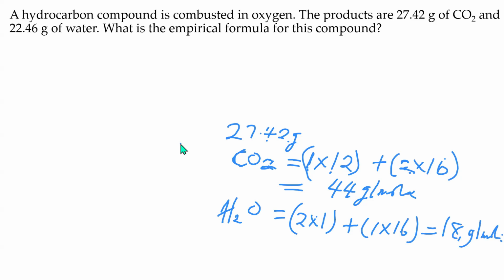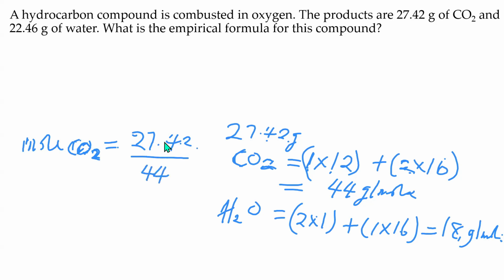The next thing is to calculate the number of moles of carbon dioxide and that of the water. We know that mole is equal to mass over molar mass. So let's start with the mole of carbon dioxide. We have the mass, which is 27.42, divided by the molar mass, which is 44.